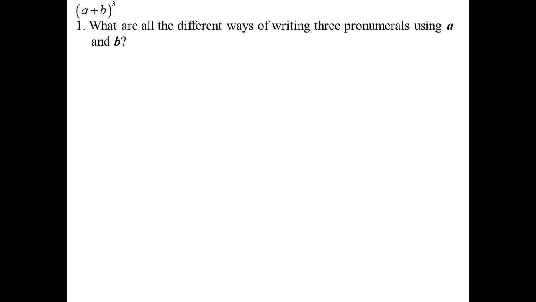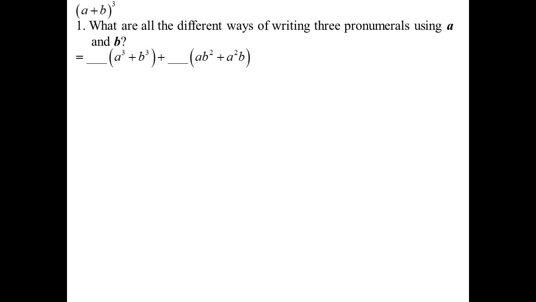Let's push that through to a perfect cube. So we'll start with the same idea. (A + B)^3. What are all the different ways I could now write 3 pronumerals using just an A and a B? Well, I could go A times A times A, A cubed, B times B times B, B cubed. But then I could have 1 A and 2 B's, AB squared.